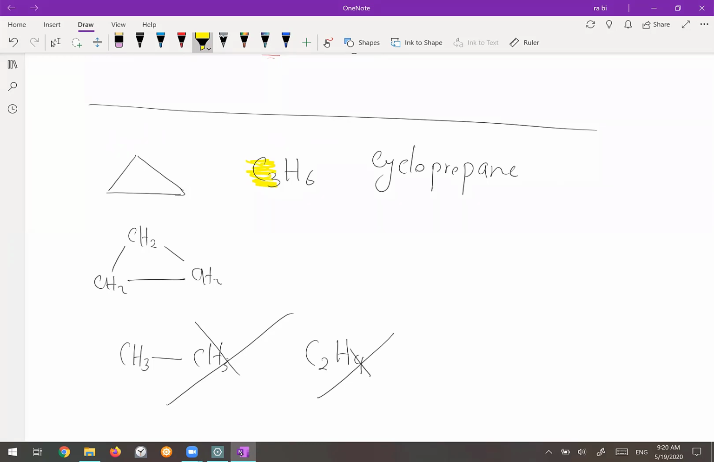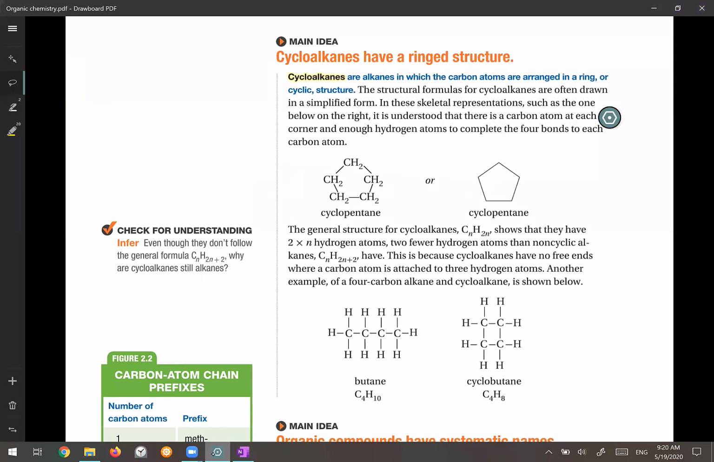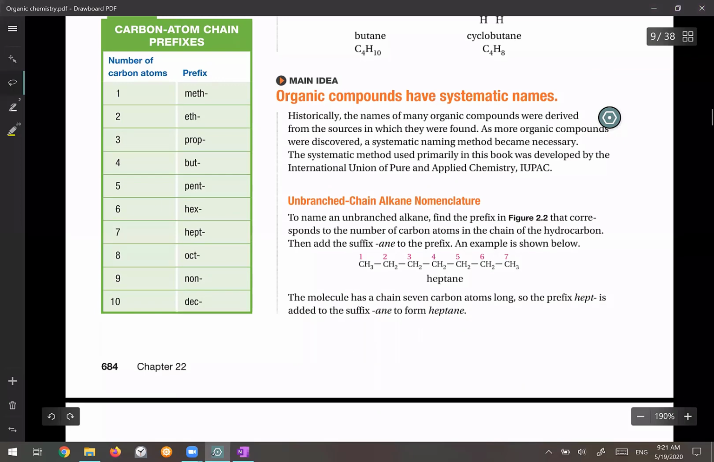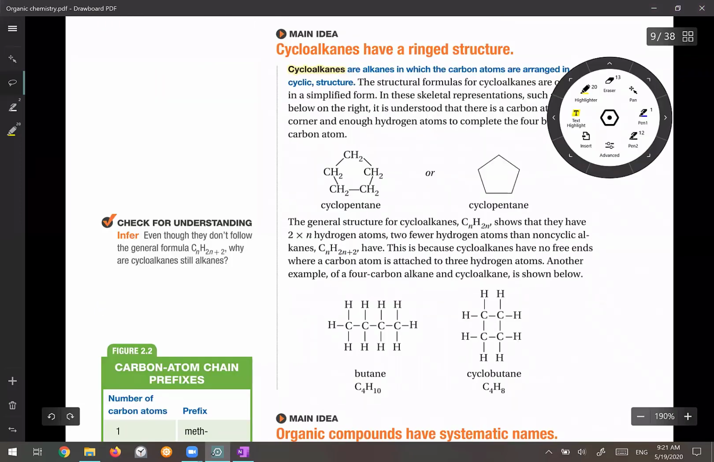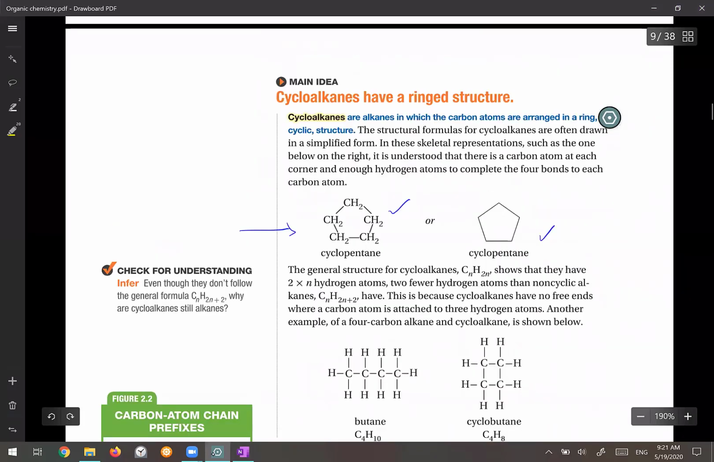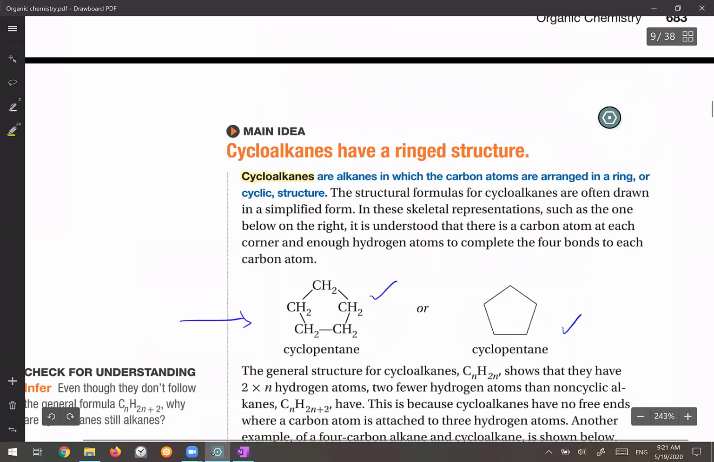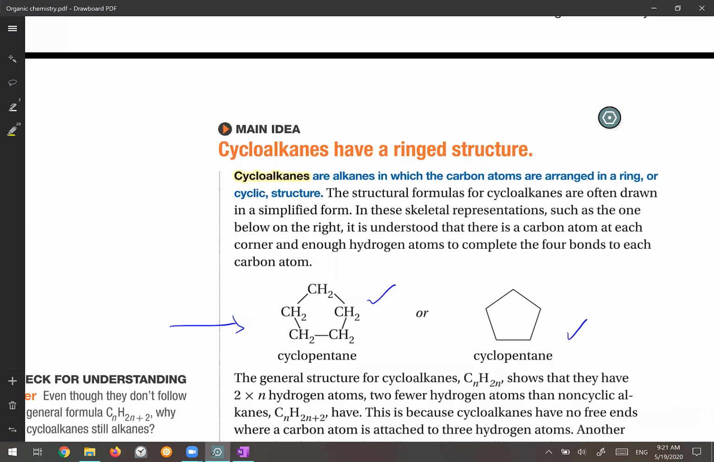So this is another group of the hydrocarbons which form the ring structure, and you have them here on page 684. So at the top of the page you have the cyclopentane. It shows both the condensed structure and the skeleton structure for that one, and the definition of the cycloalkanes is given at the top of the page. Cycloalkanes are alkanes in which the carbon atoms are arranged in a ring or cyclic structure.